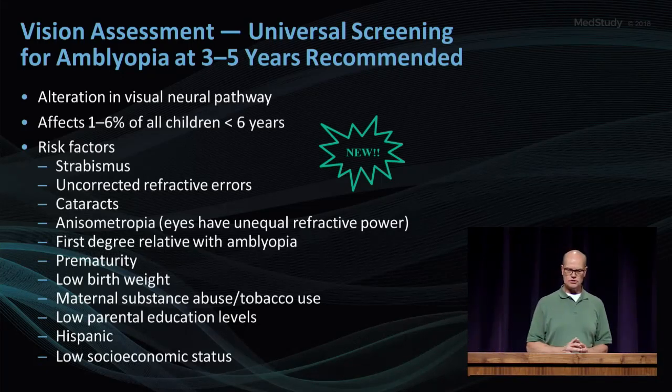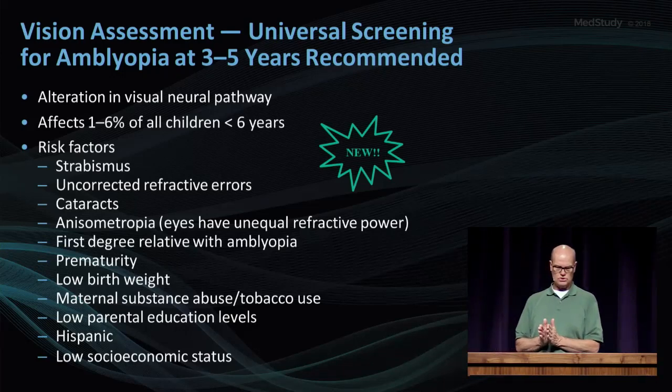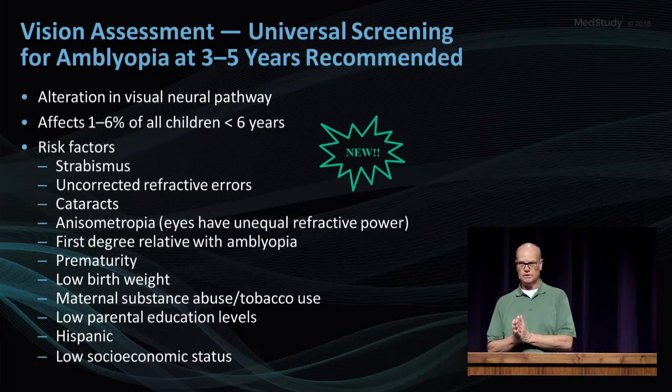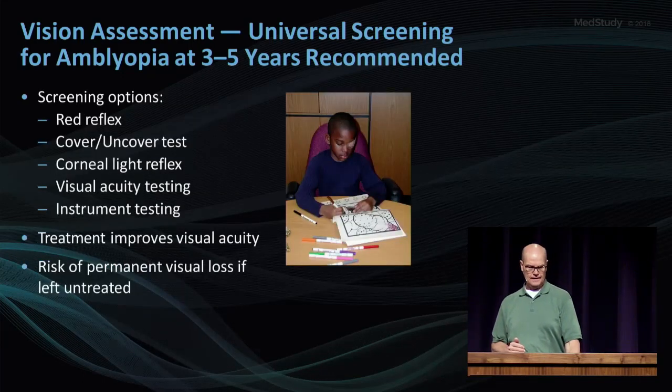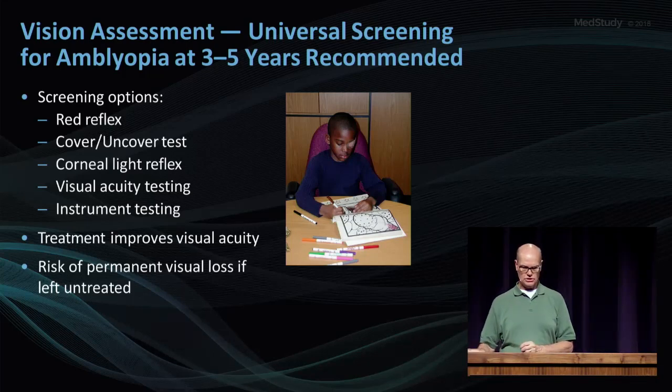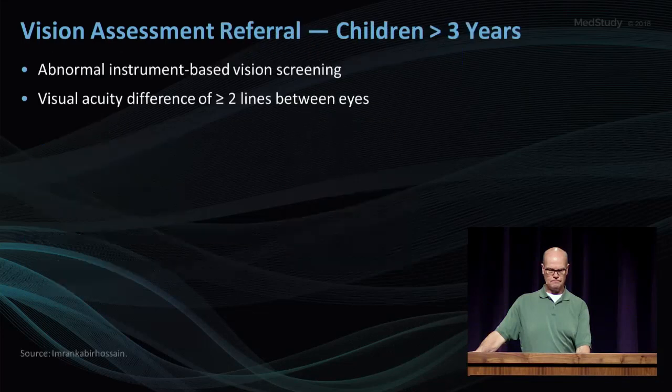So the risk factors include, like we've talked about, strabismus, abnormalities of the eyes such as cataracts, positive family history, maternal substance abuse, etc. So new recommendation, screen at 3, 4, and 5 years of age according to Bright Futures. And then screening options are listed here, and we've discussed these previously.